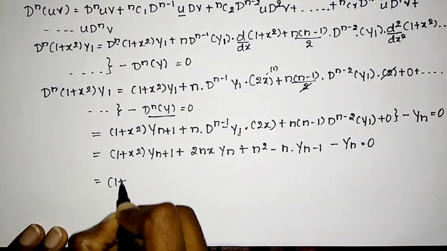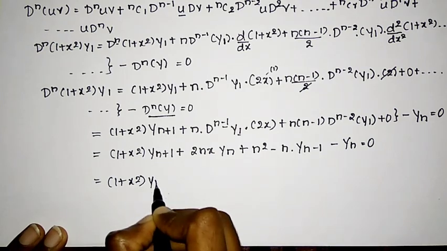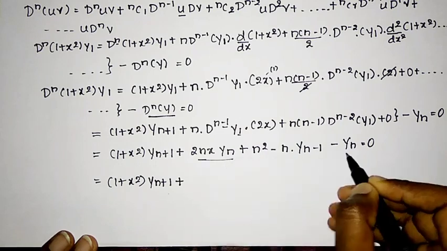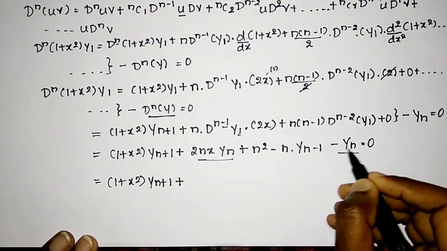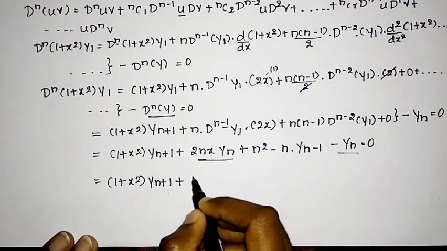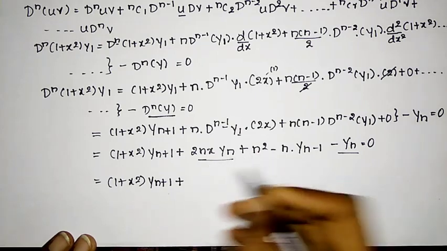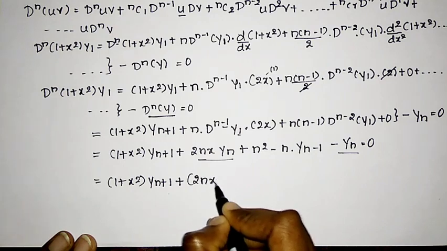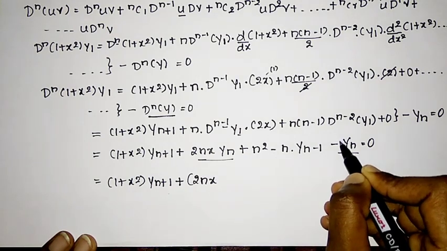Therefore 1 plus x square into y(n plus 1). We can observe that we have 2n into x yn and here we have minus yn. So we need to take yn common. So just write 2n into x, and here there is nothing, which means it is indicated as 1.